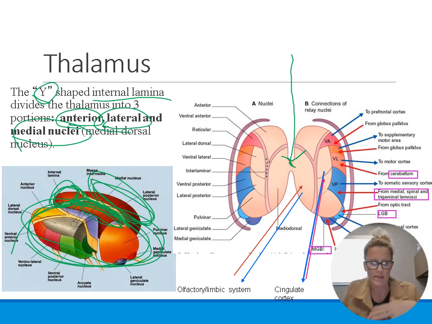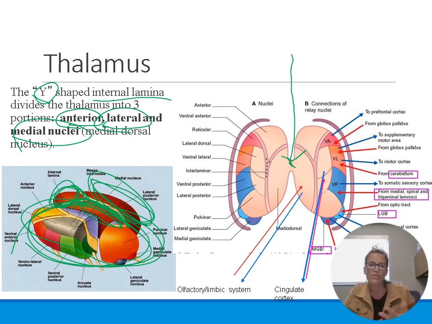I'm not going to go through and list them all. You can read them. This second picture here is showing you all of the pathways that are present, like all of the connections that the thalamus has. I don't expect you to memorize all of these specific connections, but what I want you to see is all of the various areas that the thalamus is connected to. Again, we said it's a major relay center.